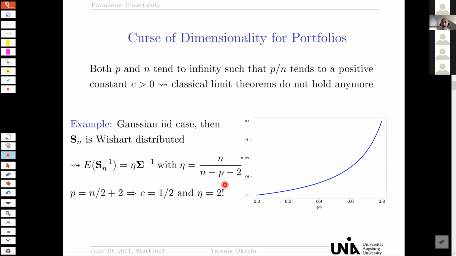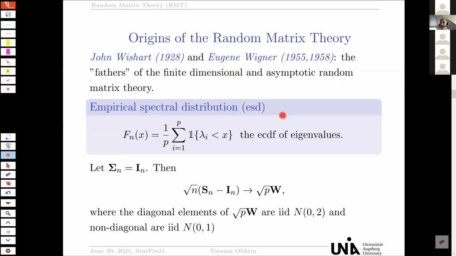Now, to solve the problem of building optimal portfolios in the high dimensional case, we need to rely on the so-called basic ideas of random matrix theory. Random matrix theory is a relatively old theory, due to Wishart and Wigner. They are the so-called fathers of the finite dimensional and asymptotic random matrix theory.